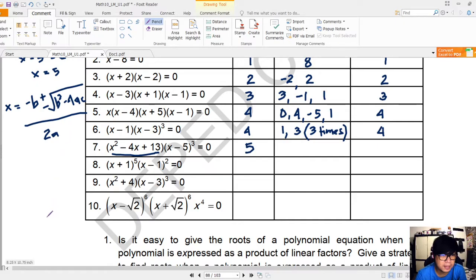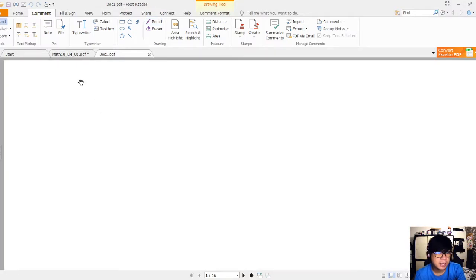So, di ba yan yung ginagamit na formula? Sige, try natin hanapin yung roots nito. Gamitan natin siya ng x squared minus 4x plus 13. Sige. X squared, ito sa blank sheet natin, x squared minus 4x plus 13 is equal to 0.